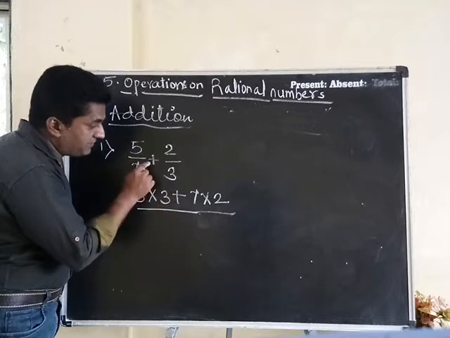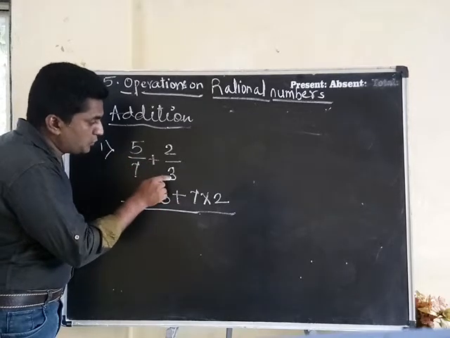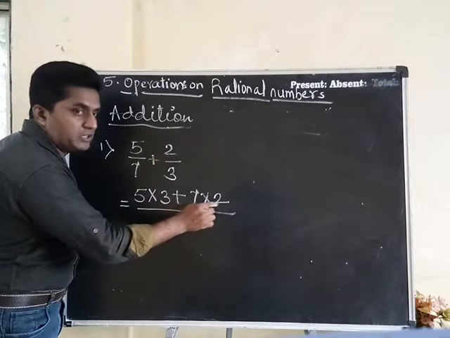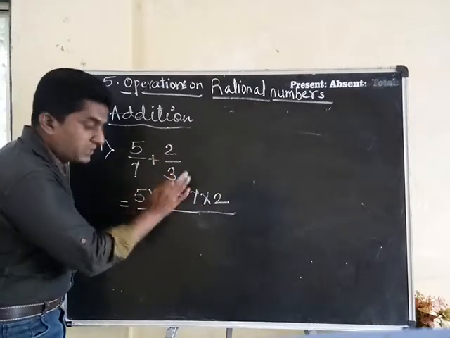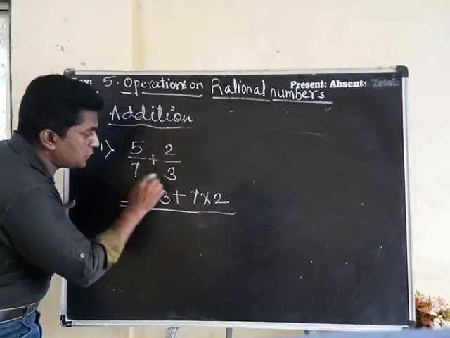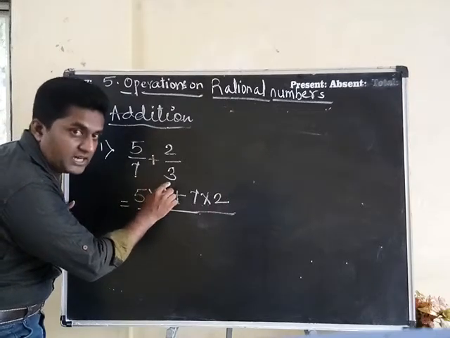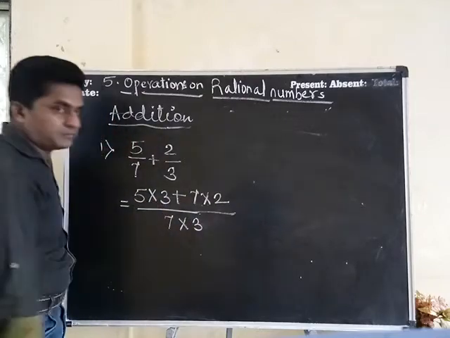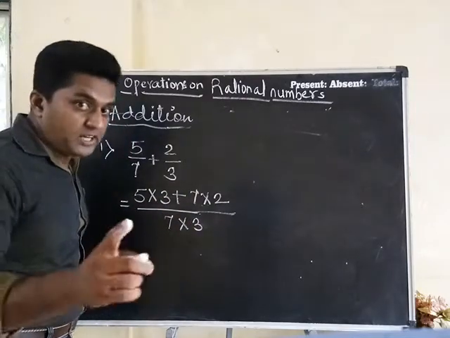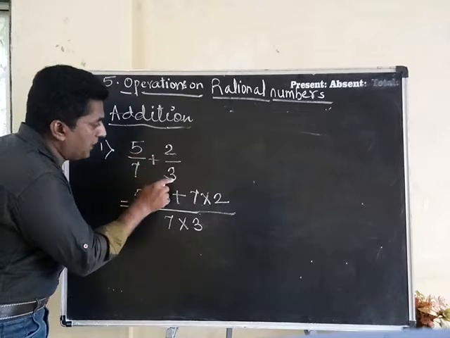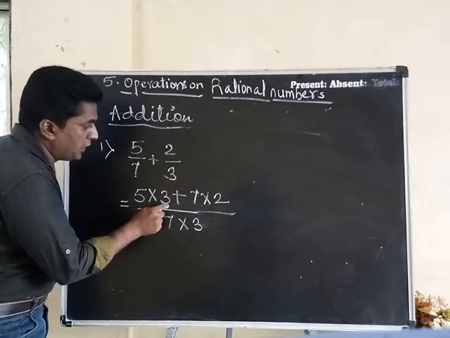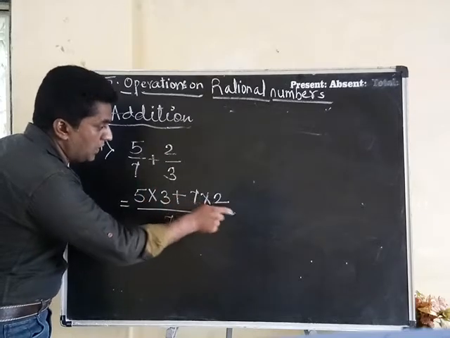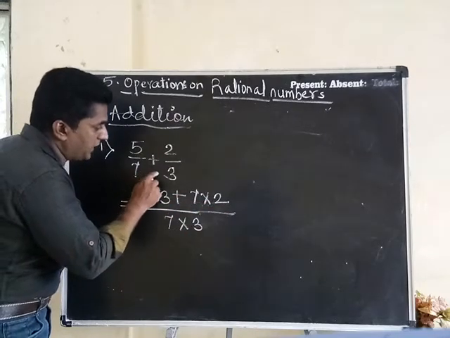And in between, plus. So 5 into 3 plus 7 into 2 comes in the numerator. Now in the denominator, see these two denominators, 7 and 3. So here I will write 7 multiplied by 3. Okay everybody, what I have done? 5 multiplied by 3 plus 7 multiplied by 2, whole upon 7 multiplied by 3.